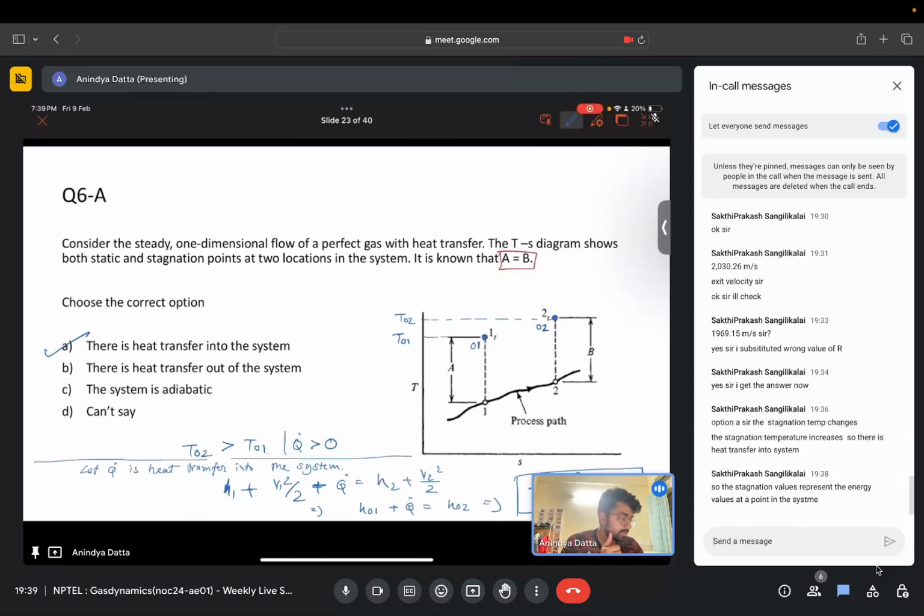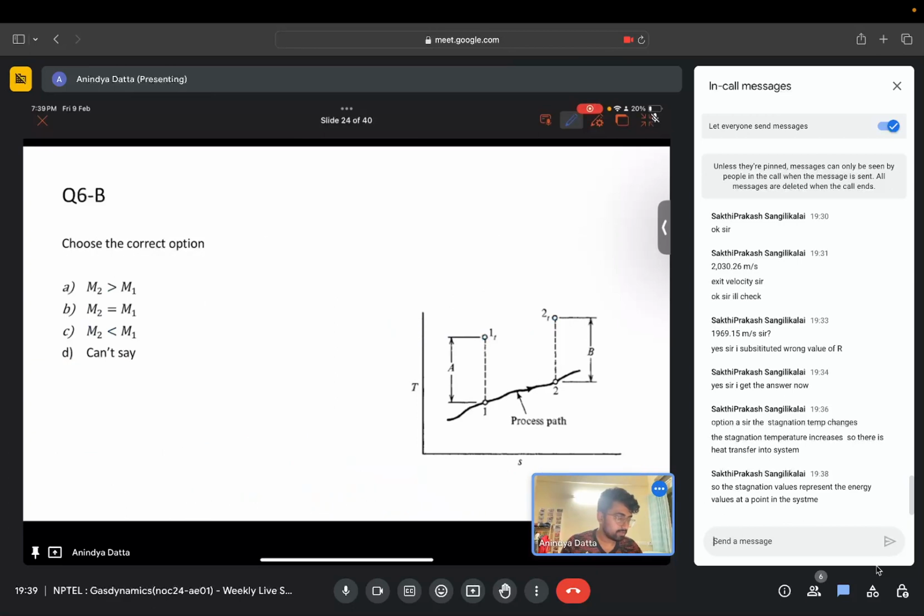If there is heat transfer into the system, obviously the total or stagnation temperature will increase, which indicates that the total or stagnation enthalpy also increases. If it's adiabatic, it stays constant. If there is heat transfer out of the system, obviously the total temperature will reduce. I hope this is clear.